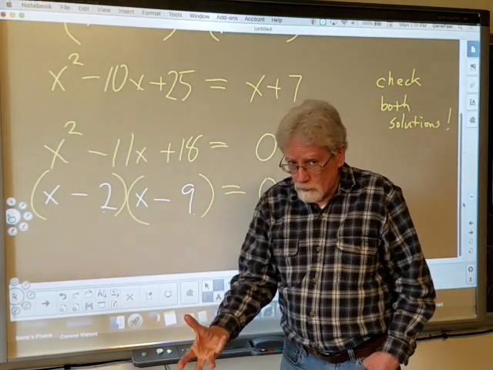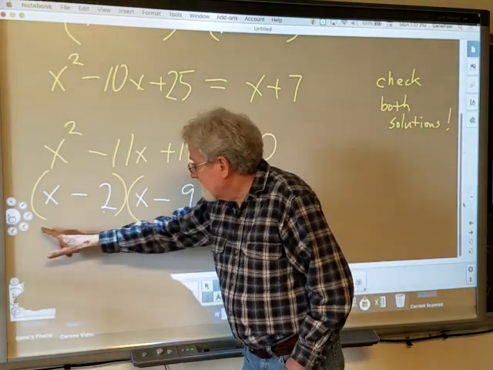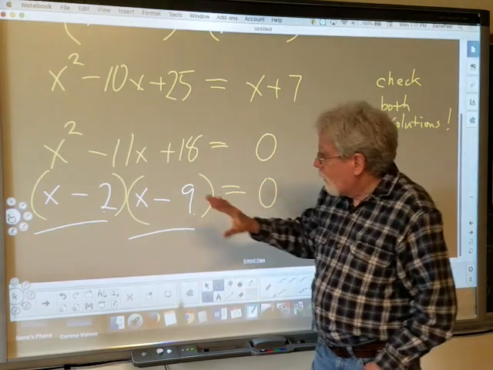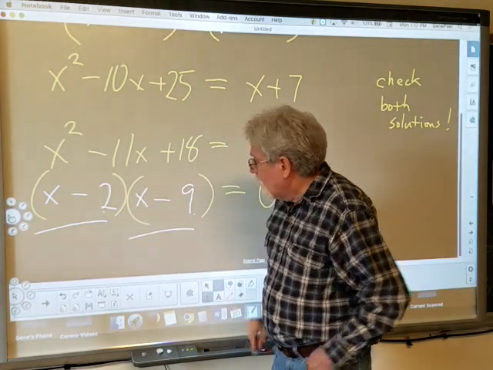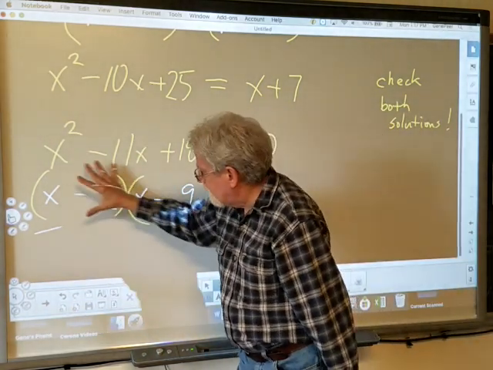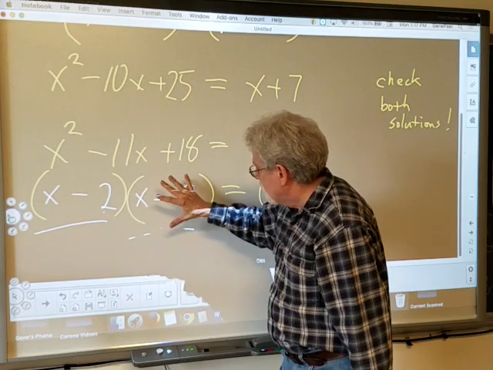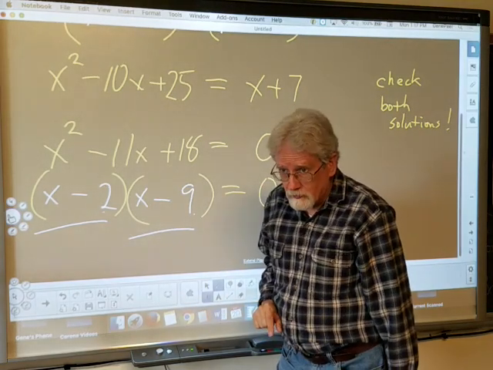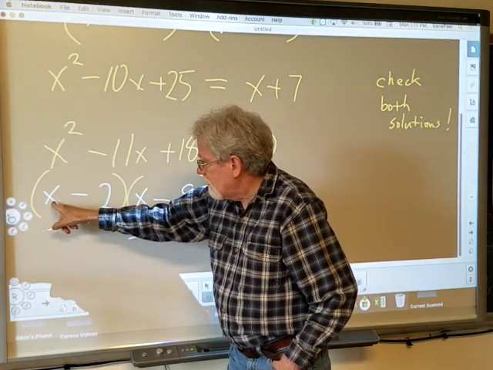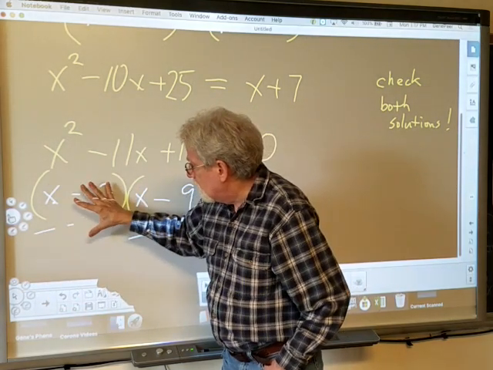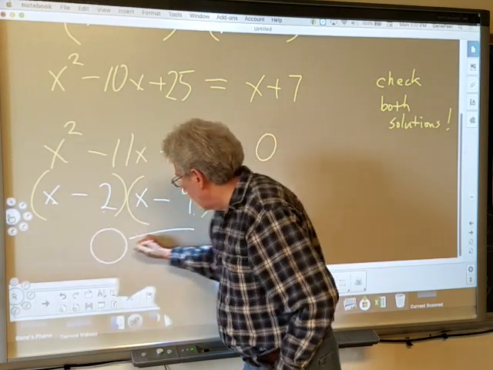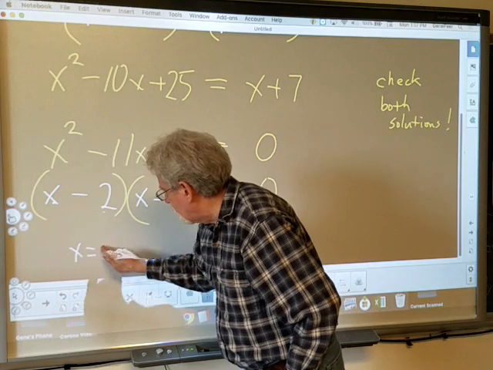Just a quick review of an old chapter here. If I've got two things that multiply to give 0, the only way these two things can multiply to give 0 is if either one of them or the other one, or both, are zeros. Well, what x would you put in here to make this turn into a 0? If x were 2! That's right, if you put a 2 here. So one of your solutions would be x is 2.